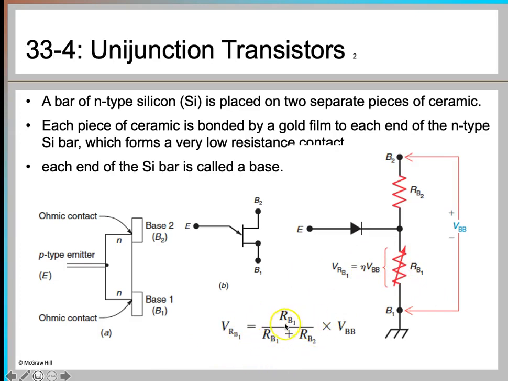Which is equal to RB1 upon RB1 plus RB2, the sum of both resistances, multiplied by the total voltage, which is VBB. So VBB is given, which is the total voltage. So this was your equivalent circuit of UJT.